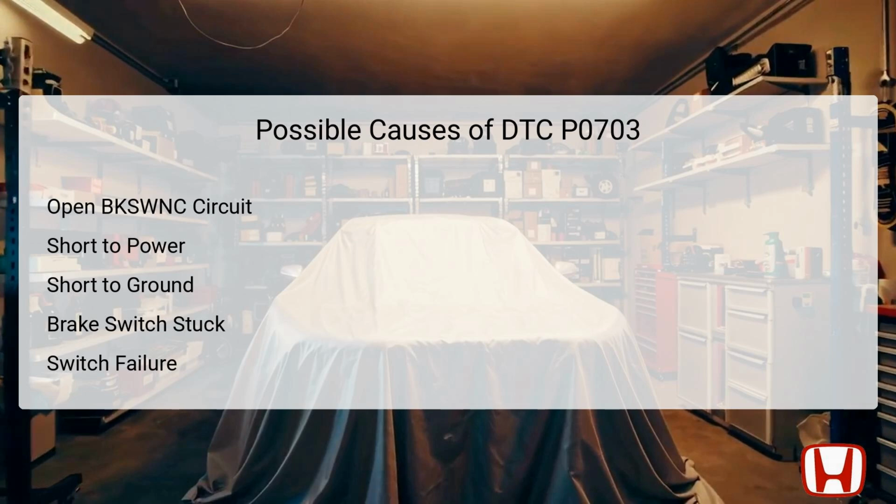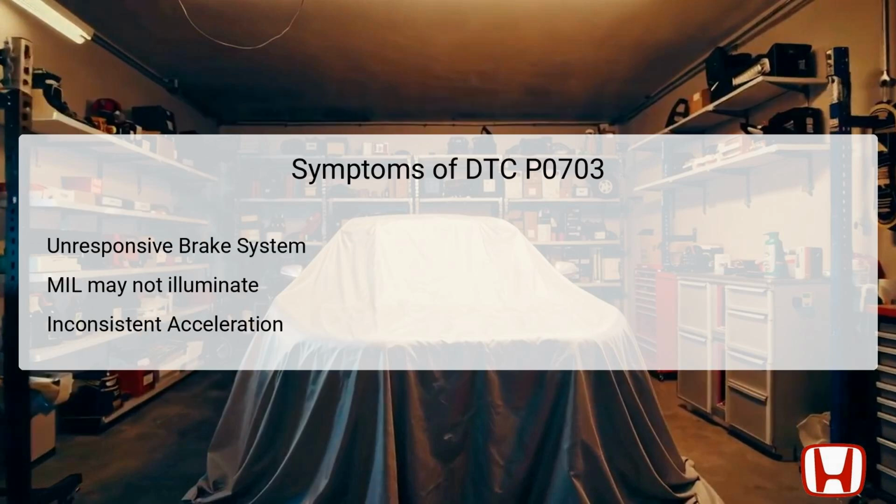A stuck brake switch may occur if the mechanical parts are jammed or worn out, inhibiting their expected movement and functionality. Lastly, a failure within the switch itself can transmit inconsistent signals, further complicating the situation. It's crucial to check these aspects during troubleshooting to accurately diagnose and rectify the problem. Symptoms associated with DTC P0703 can vary based on the underlying cause of the issue.